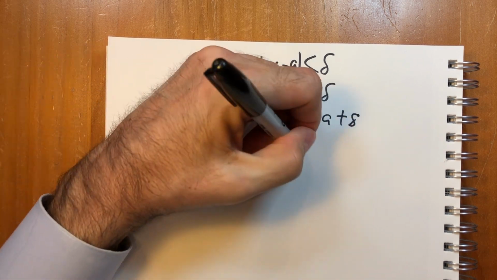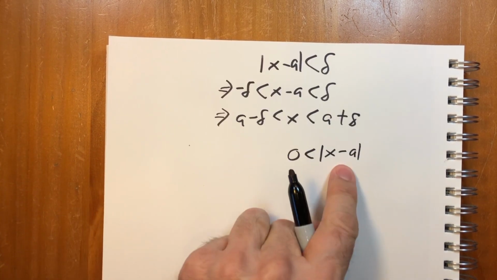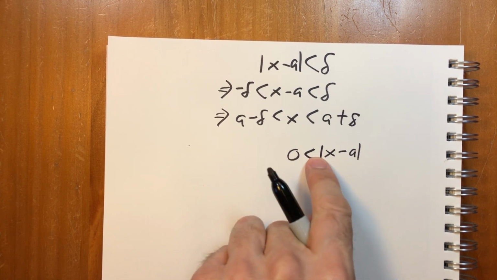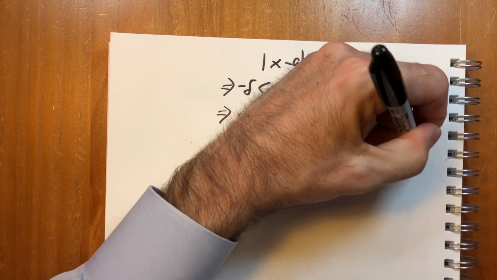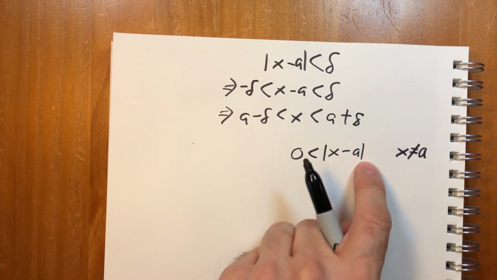Notice also that the part about this distance being greater than 0, that is the formulation of x does not equal a. There has to be some distance, because if x equaled a, this would be 0.